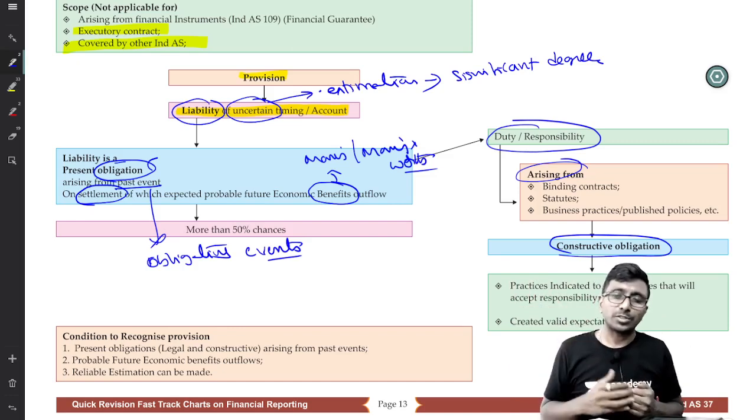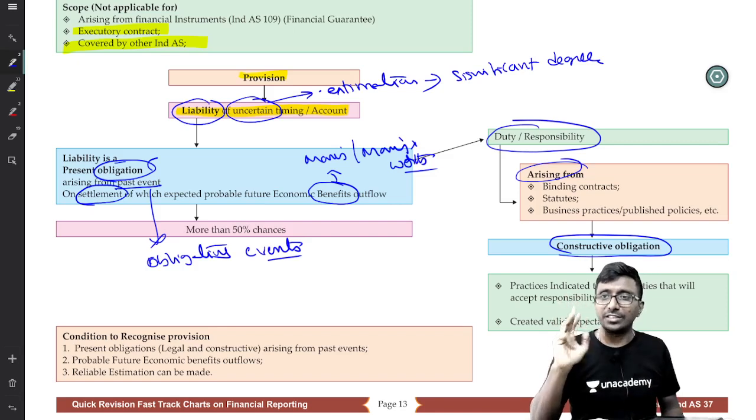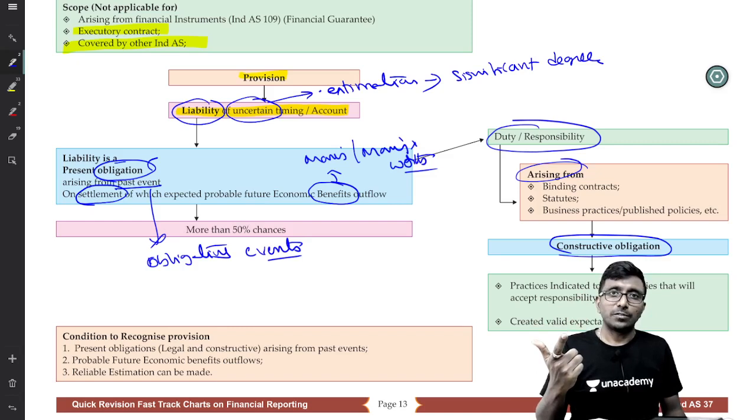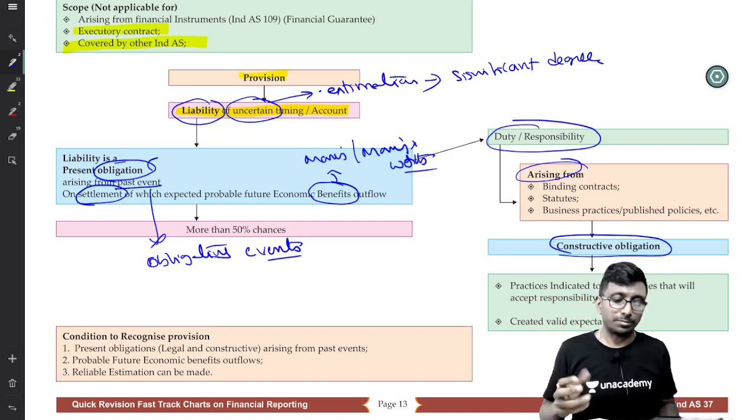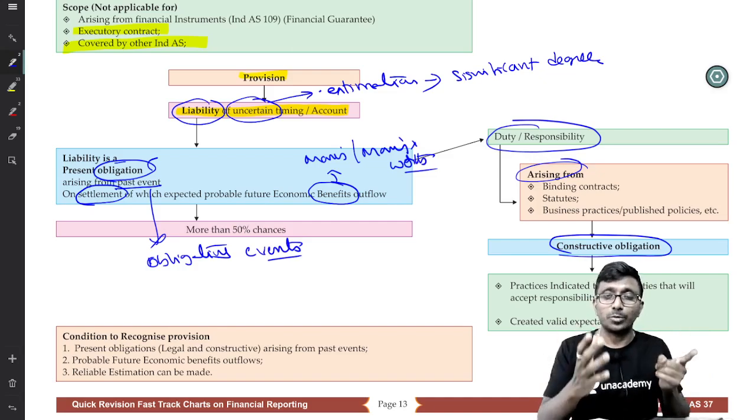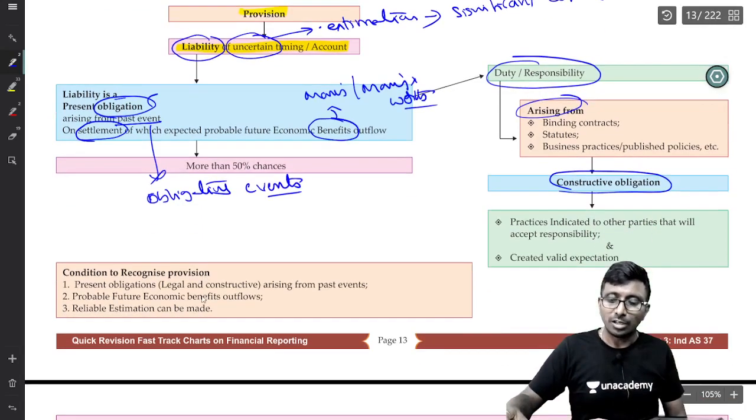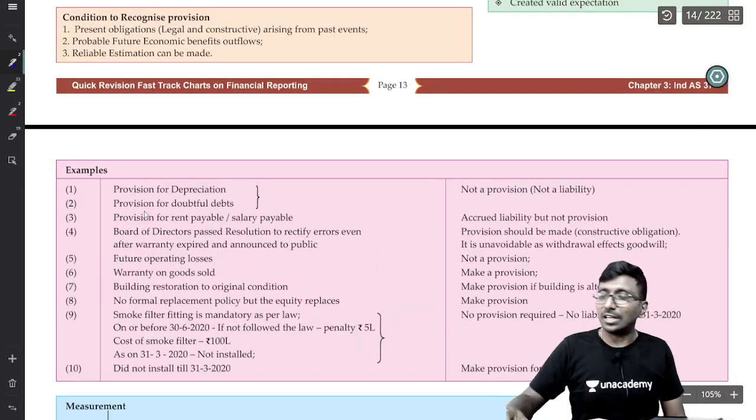So to recognize a provision, you need to satisfy three conditions. What are the three conditions? Present obligation arising from the past event, probable future economic benefits outflow, and it should be measured reliably. Then yes, you are supposed to make a provision. Otherwise, provision is not required.